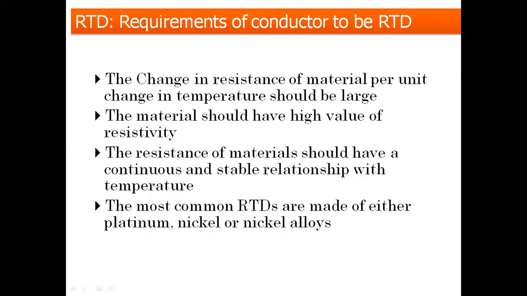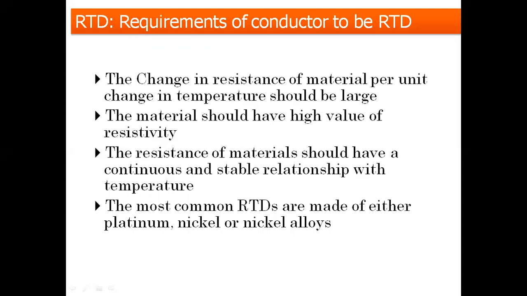The change in resistance of the material per unit change in temperature should be very large. These are the requirements for a conductor to be an RTD. This is basically indicating sensitivity. That is, it should have a high sensitivity towards change in temperature. For even a small change in temperature, there should be a large change in resistance. That helps in making the measurability more suitable.